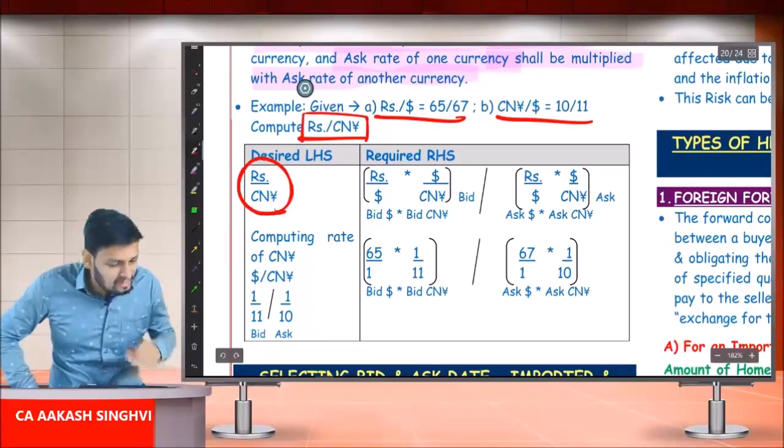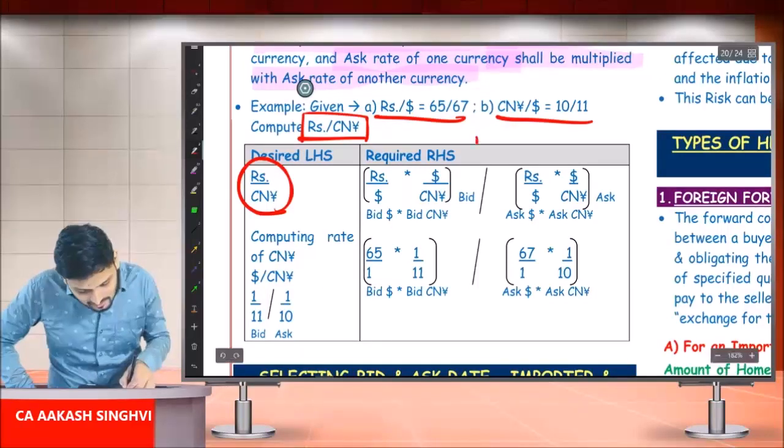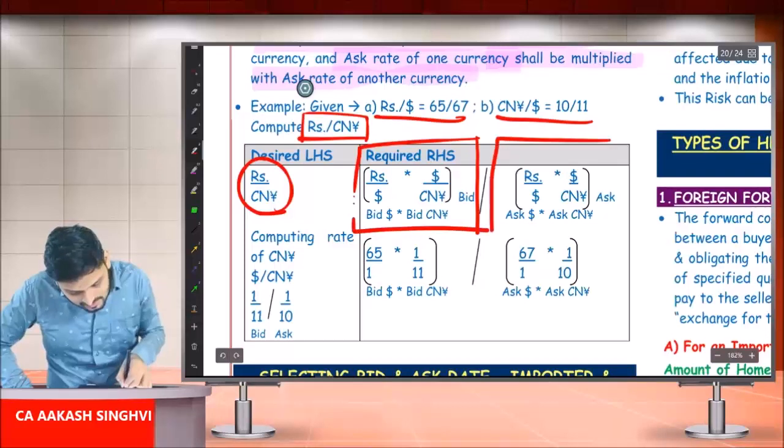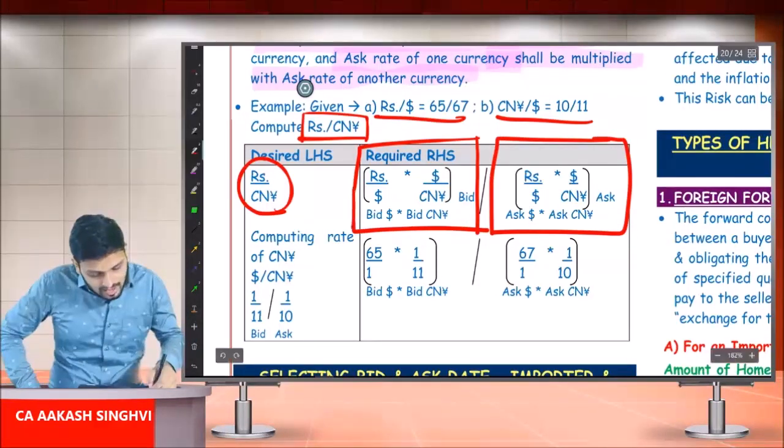Desired LHS is rupees per Chinese yen. Required RHS, if you see, this is a separate part. This is a separate part. What did I do? I took the bid rate of dollar multiplied by bid rate of Chinese yen.